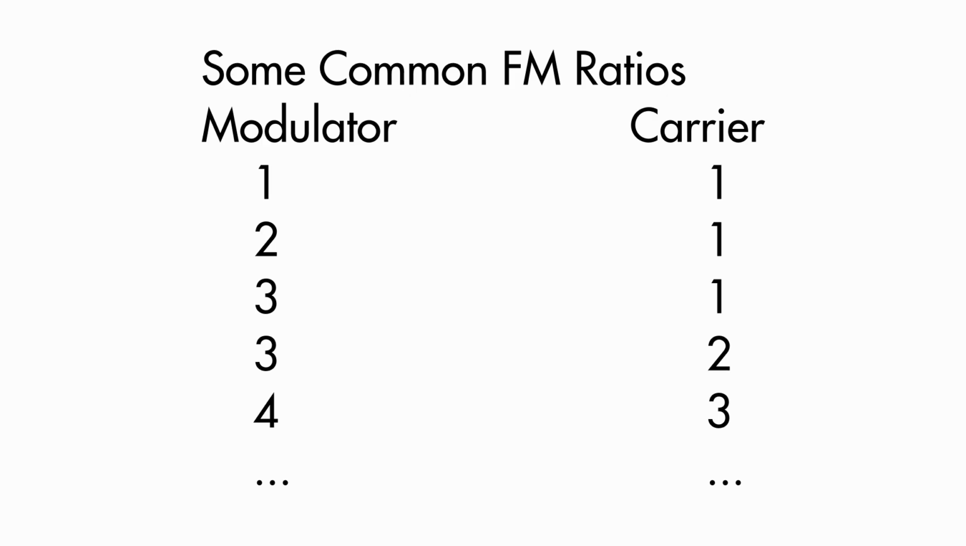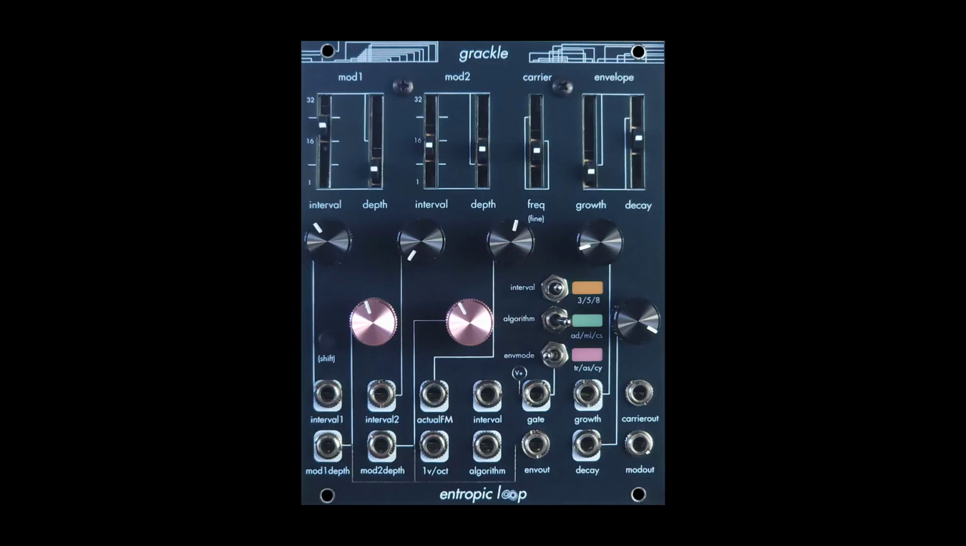Instead of saying that a mod oscillator is double the frequency of the carrier, you would say the ratio is 2 to 1. Grackle uses a fractional interval system to determine the frequency relationships between the carrier and modulator oscillators, inspired by just intonation tuning and the harmonic series. Just intonation is a tuning system that uses integer ratios for musical intervals, similar in some respects to FM ratios.